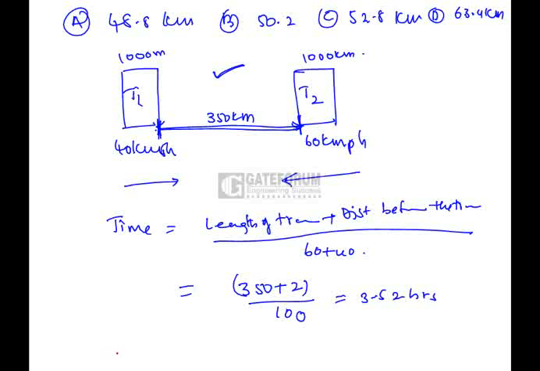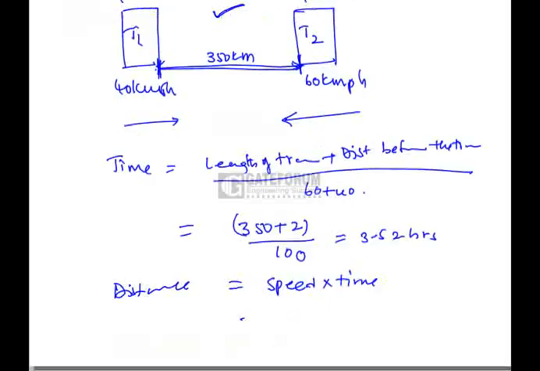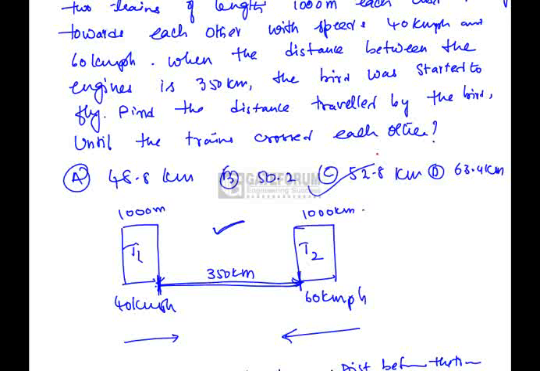Now, the distance traveled by the bird is nothing but speed into time. Speed of the bird is given as 15 kilometers per hour and the time taken is 3.52. Now, if we multiply, it will be 52.8 kilometers. So, the distance traveled by the bird is 52.8 kilometers.